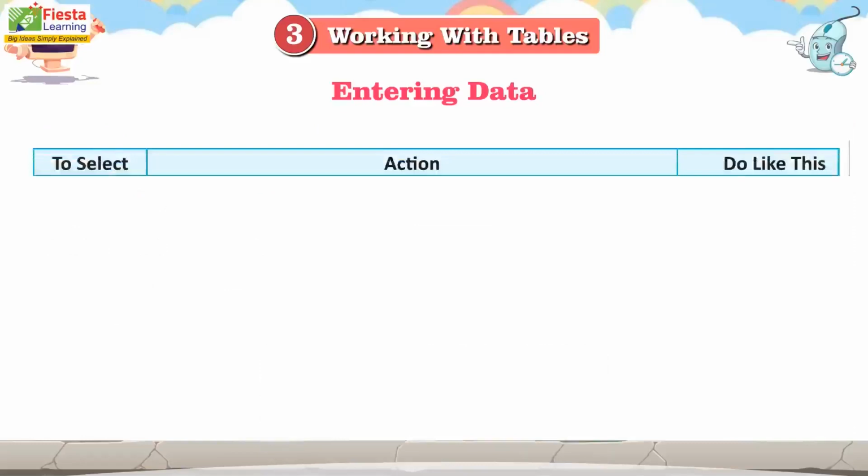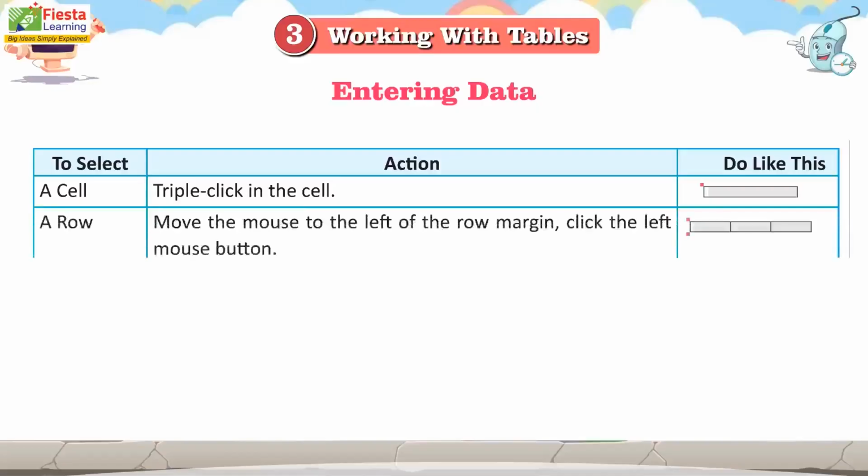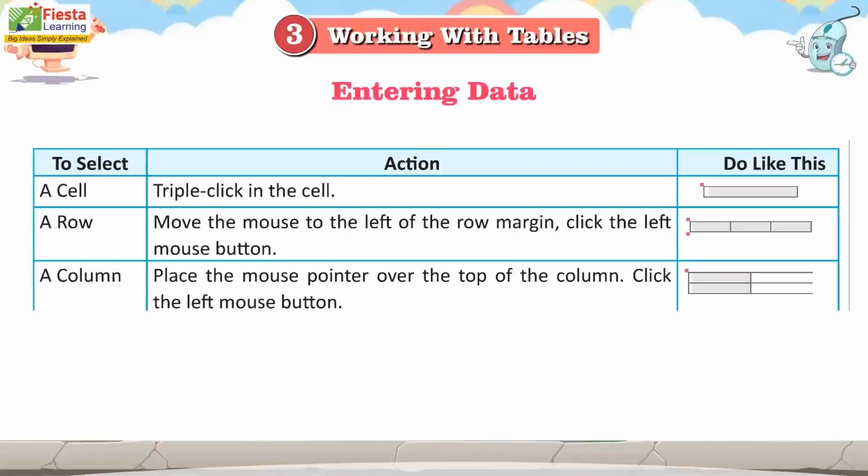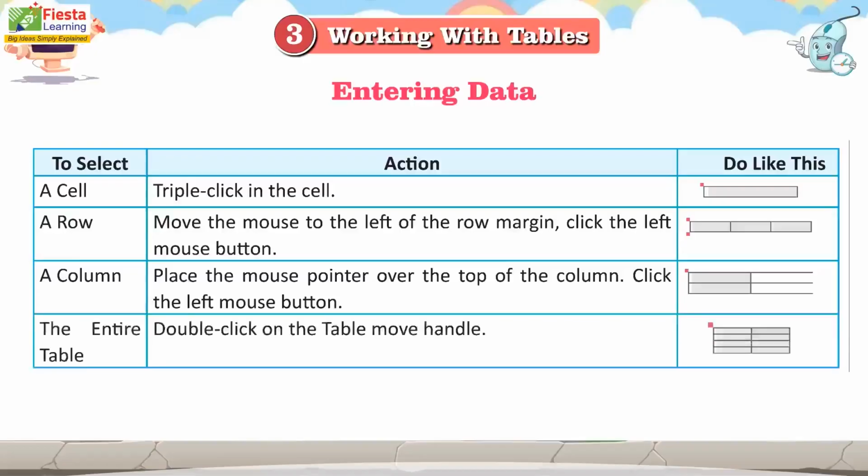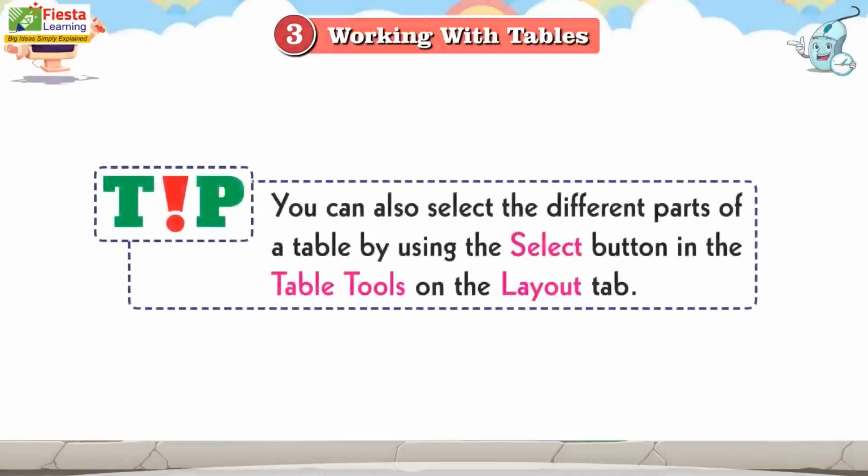To select, do like this. A cell: triple-click in the cell. A row: move the mouse to the left of the row margin and click the left mouse button. A column: place the mouse pointer over the top of the column and click the left mouse button. The entire table: double-click on the table move handle. Tip. You can also select the different parts of a table by using the Select button in the Table Tools on the Layout tab.